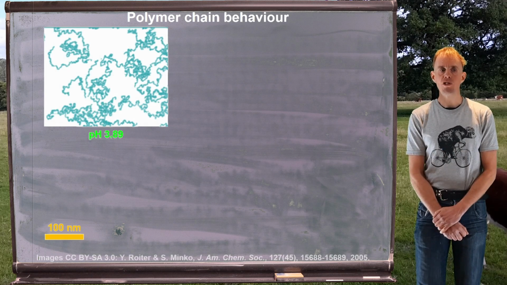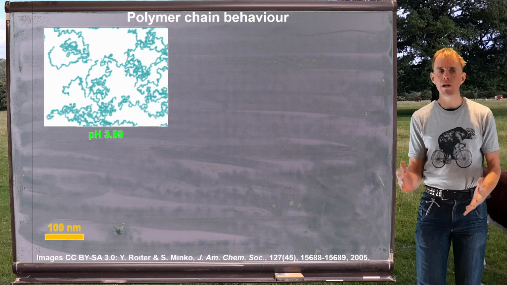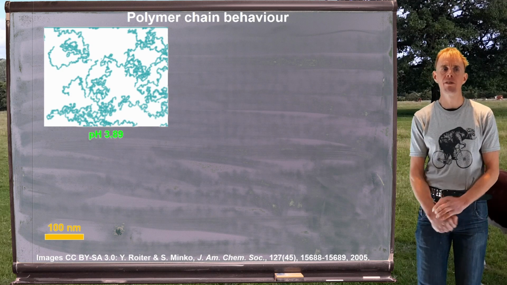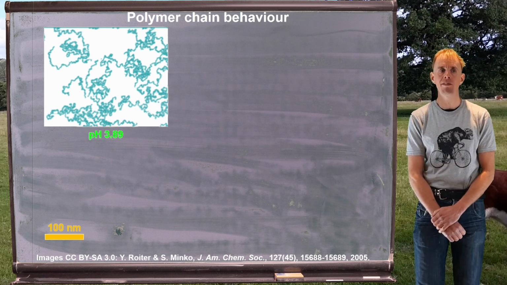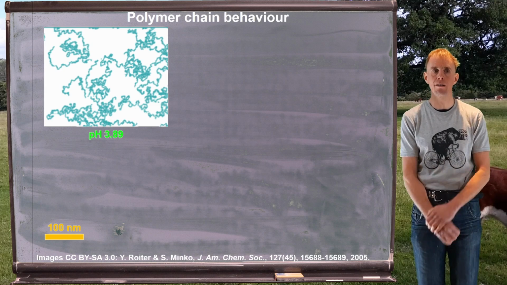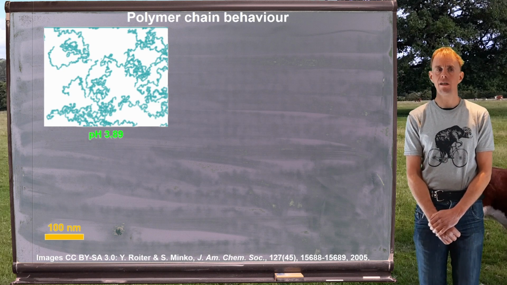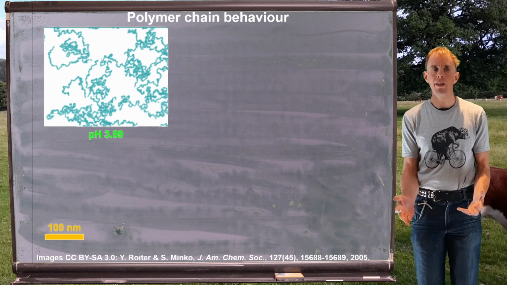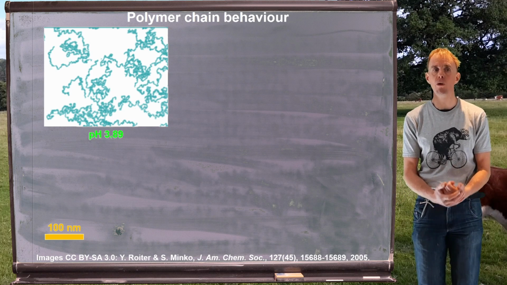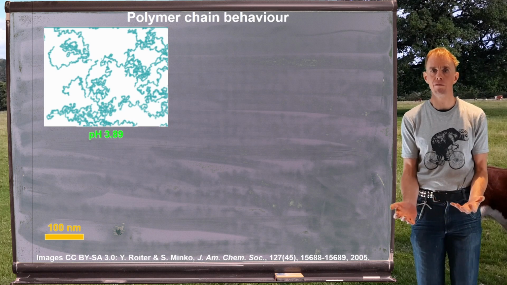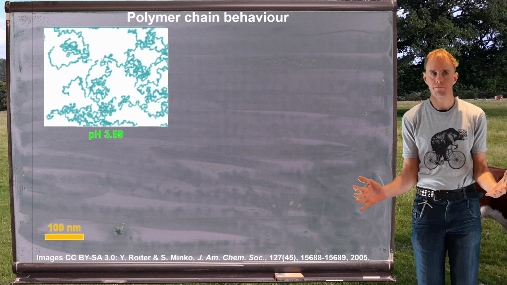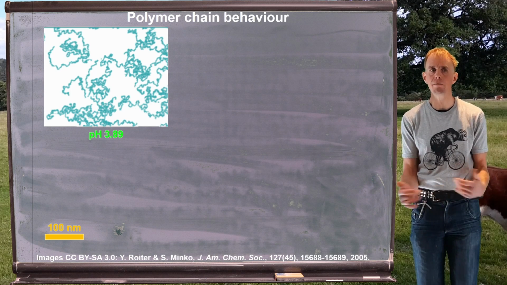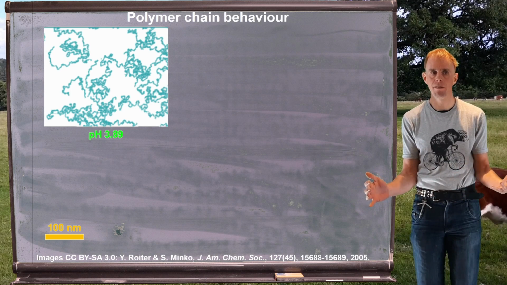Their first image was taken at a pH of around 3.9. I've put a picture of it there on the board. The scale bar at the base there is 100 nanometers, so we've zoomed out a little bit. And what we can see here is that the polymers are liking their external environment. There's a good deal of interaction between the monomer and the external chemical environment, and the chains have opened out. They're not linear by any means, but they're certainly not coiled.